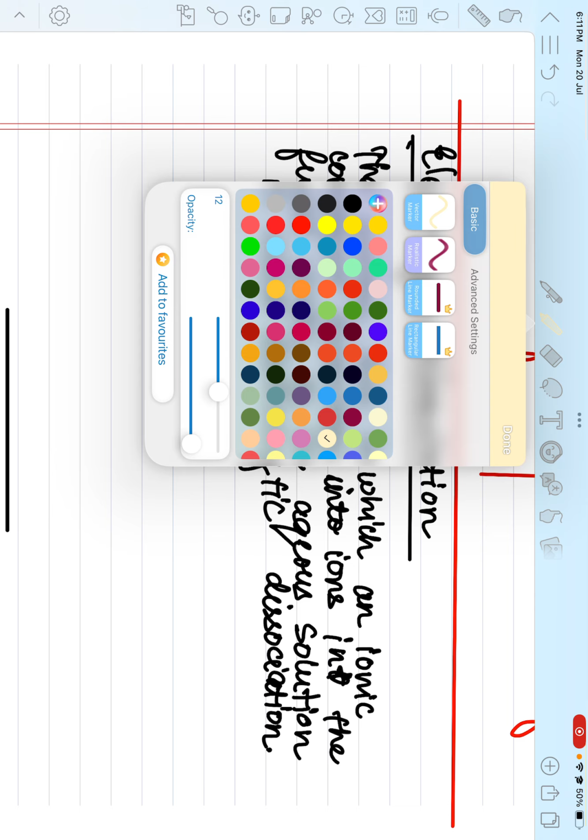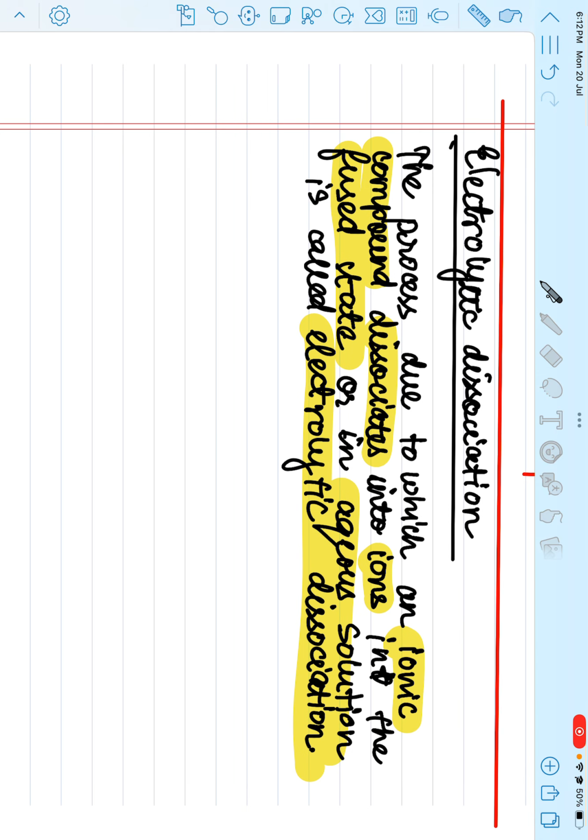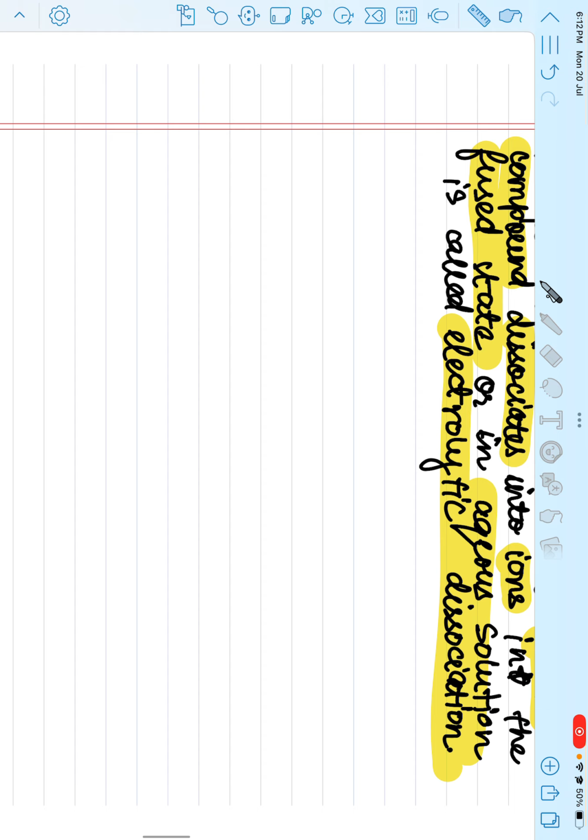You know the drill, I always will highlight the points. So the process due to which electrovalent compounds or ionic compounds dissociate into ions in their fused state or in their aqueous solution is called electrolytic dissociation. This is very important. Now let's come to the electrolytic dissociation of sodium chloride.